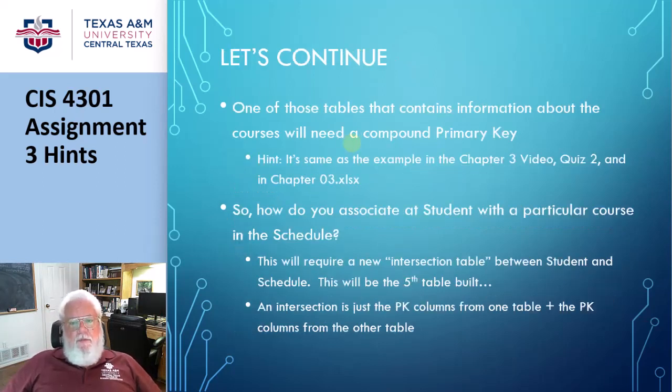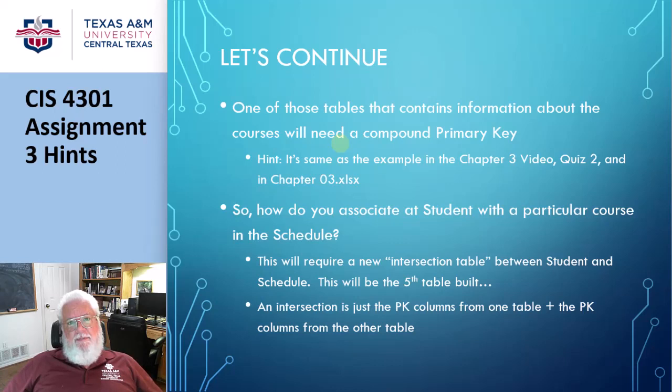Okay, so of these tables that contain information, one of them is going to need a compound primary key. It's not going to be the student because the primary key is going to be easy. It's not going to be the professor. Hey, by the way, what's the rules for picking primary keys? I mean, should I pick the guy's name? Well, I just told you there may be two people with the name of Smith, so that's not going to work.